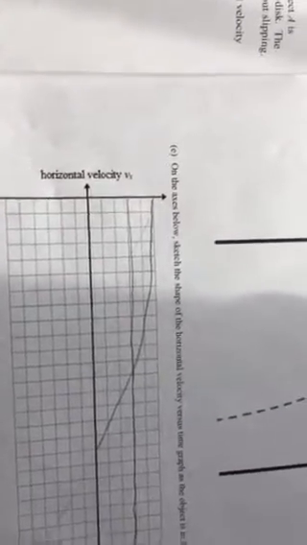So how this is supposed to work is just like one of the multiple choice questions. The horizontal velocity will stay at the same constant speed throughout the entire free fall.